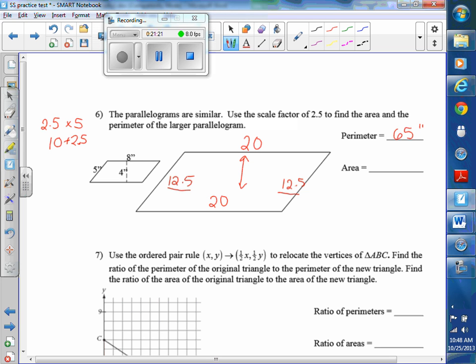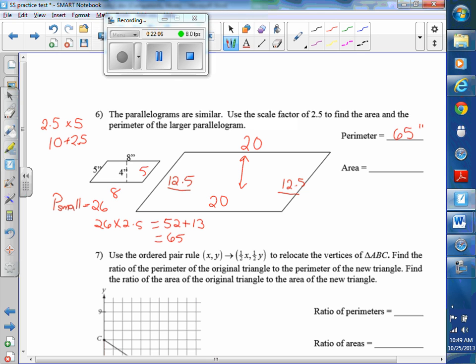Which do you think would be faster, the way I did it? For this problem, which way would be faster? You know, I think whatever you think of first is faster. So here, you see that the perimeter of the small is 26, right? If you think of that method right away, you could just take your 26 and times it by 2.5. Because it's 26 plus 26, which is 52, plus half of 26, which is 13, and you still get 65.